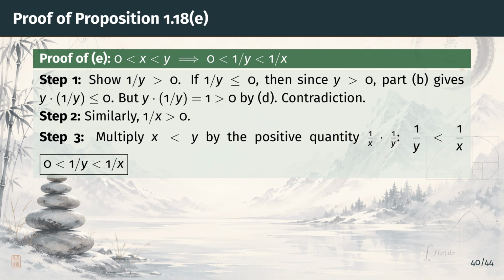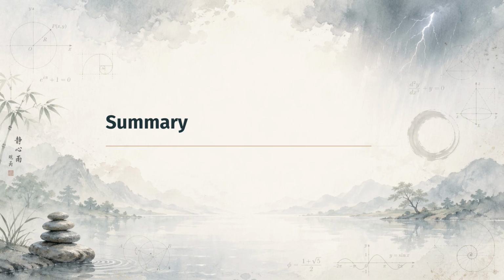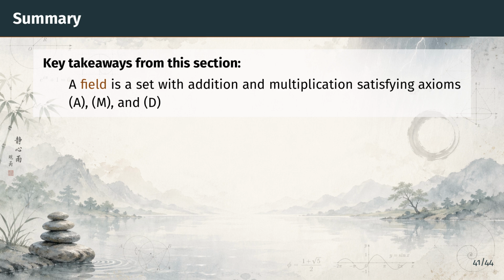Now multiplying both sides of x less than y by the positive number 1 over x times 1 over y preserves the inequality and gives us 1 over y is less than 1 over x. Taking reciprocals of positive numbers reverses the order. Let's review what we covered.